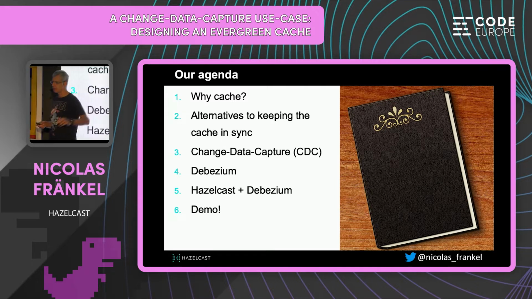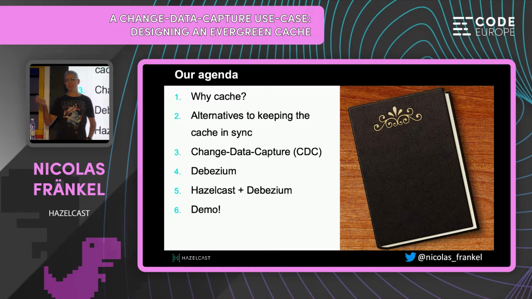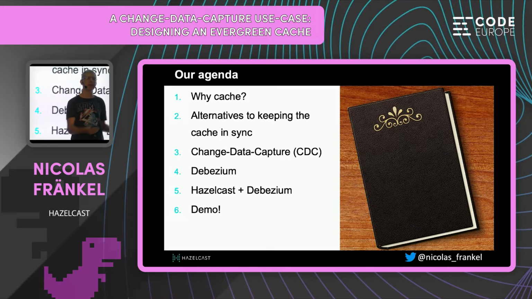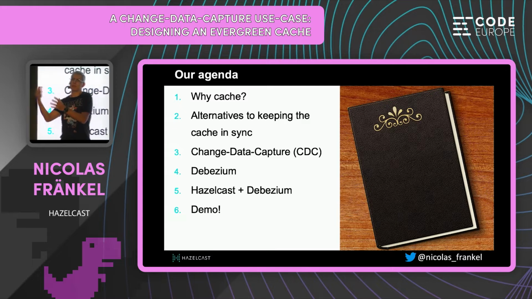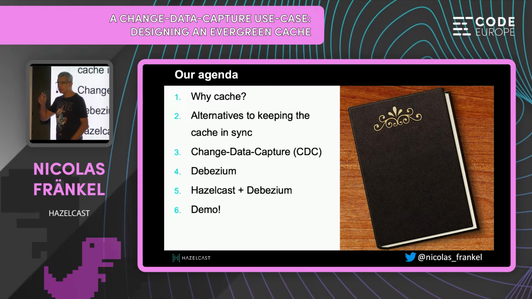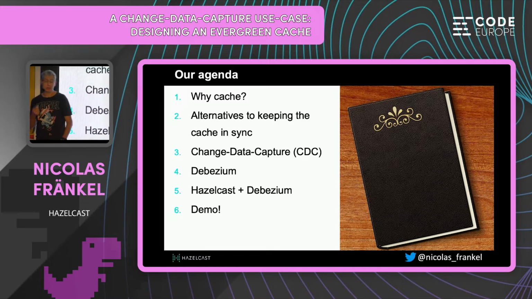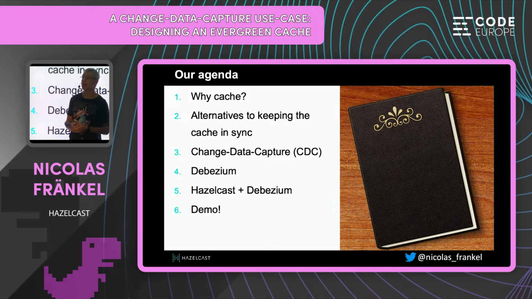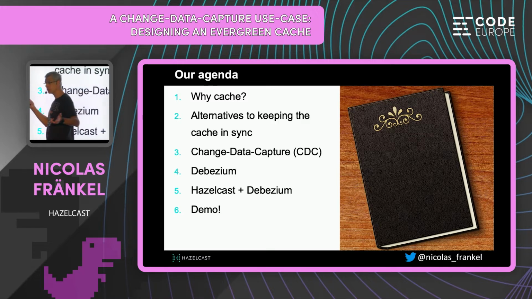That's completely wrong. So we will check some alternatives to keep the cache in sync, because in general you cache data from the source of truth, and yes, you want fast access. Then I will tell you a bit about a new solution to do that called change data capture. I will also talk a bit about Debezium, which is an implementation of change data capture. And finally, I will show you how you can integrate it with Hazelcast. And I hope that I can impress you with a demo at the end.